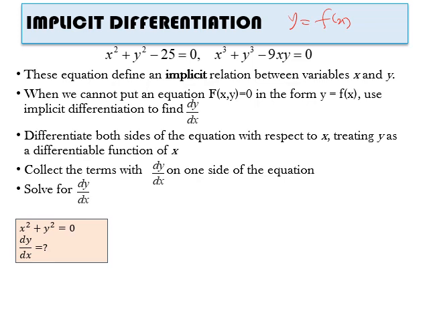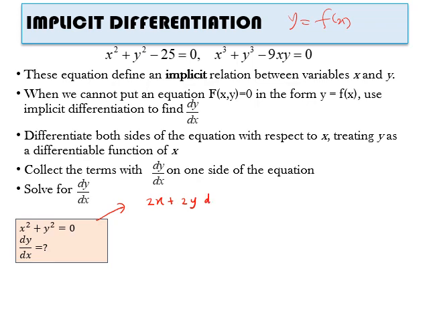So collect terms dy/dx on one side of the equation. Solve for dy/dx. So let's take a look at this. So now we want to perform the differentiation implicitly, not explicitly like what we have done before. So now to do this, we differentiate with respect to x. So here will be 2x, and then y squared will be 2y.